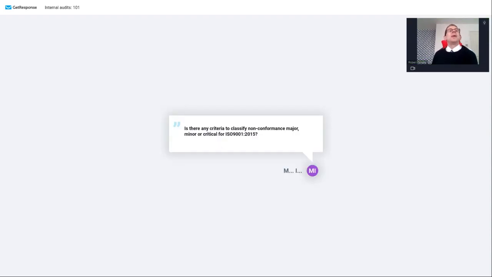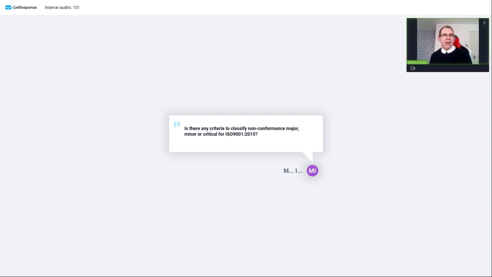Oh, we've got another one there from Mohammed. Is there any criteria to classify non-conformance major, minor, or critical for 9001? Right, okay. If you look in the management system standard, it will tell you that. If anybody's an existing client of Citation ISO Certification, when you get your audit reports from us, the top section does classify a major and a minor, but I will clarify it generally now.